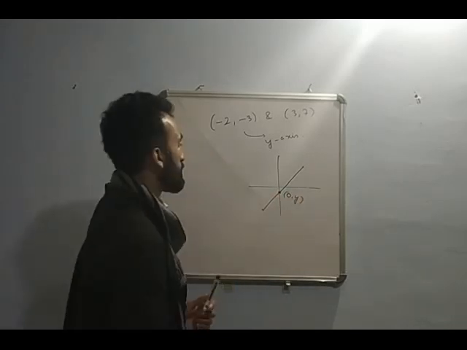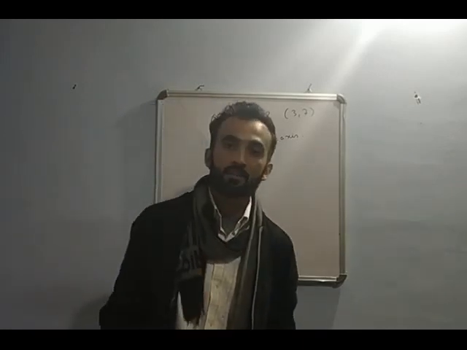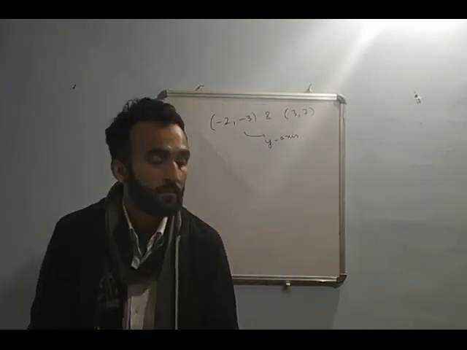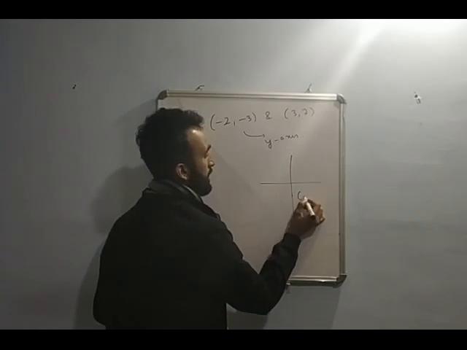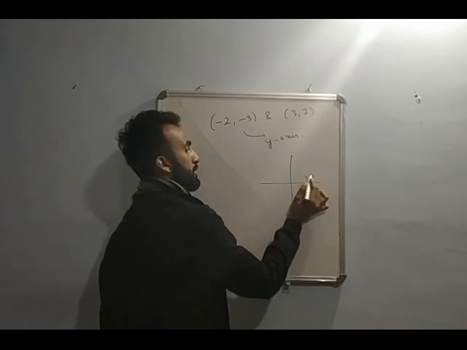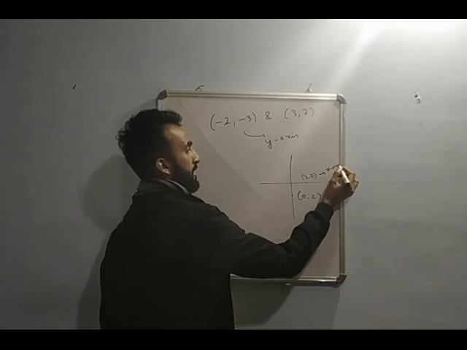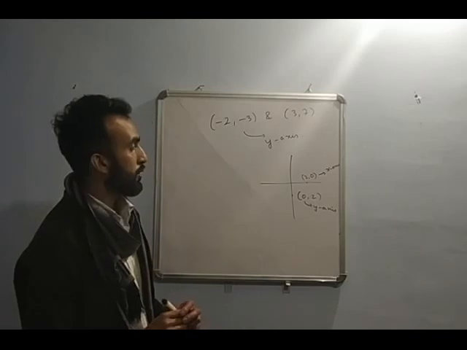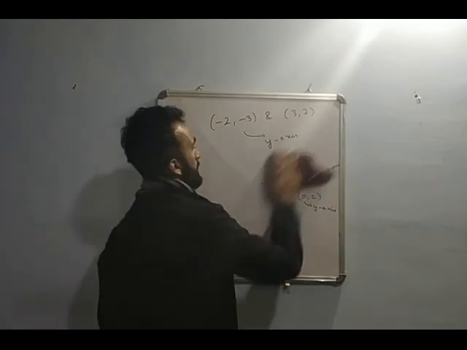Remember that any point on the y-axis is (0, y). Any point on the x-axis is (x, 0). Because on the y-axis there is no x. On the y-axis we should write (0, 2), but on the x-axis we should write (2, 0). This is your x-axis and this is your y-axis. On the y-axis, your x is always 0. On the x-axis, your y is always 0. Remember that.